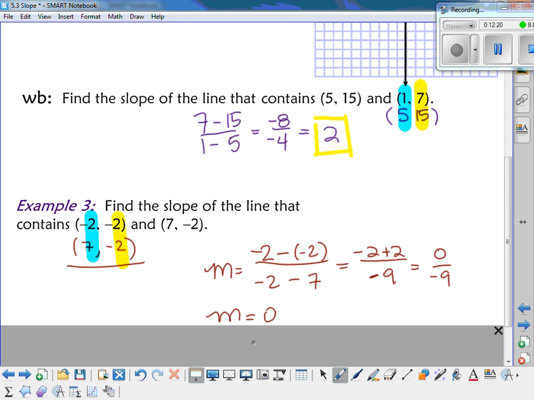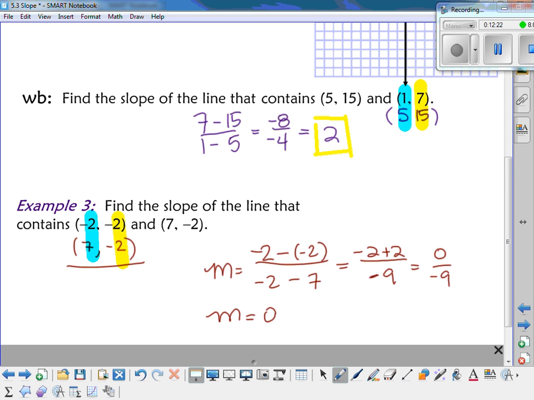So what kind of a line is it? What kind of lines have a 0 slope? Horizontal or vertical? Horizontal, yes.